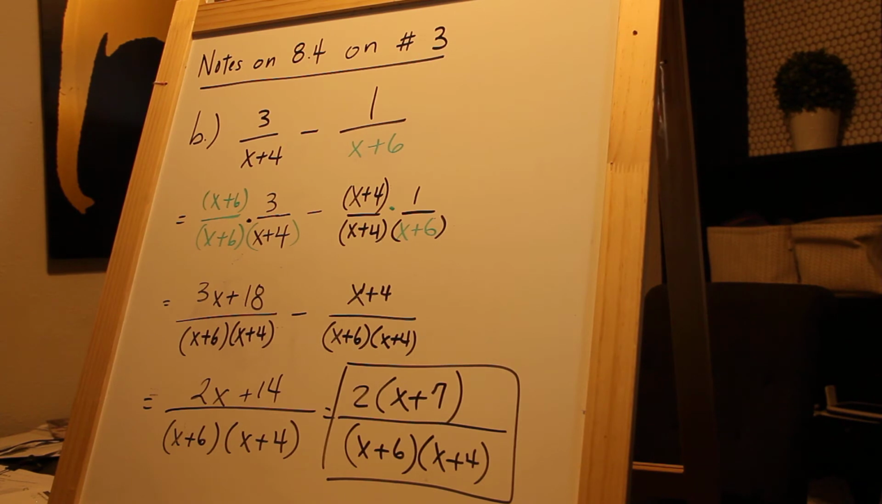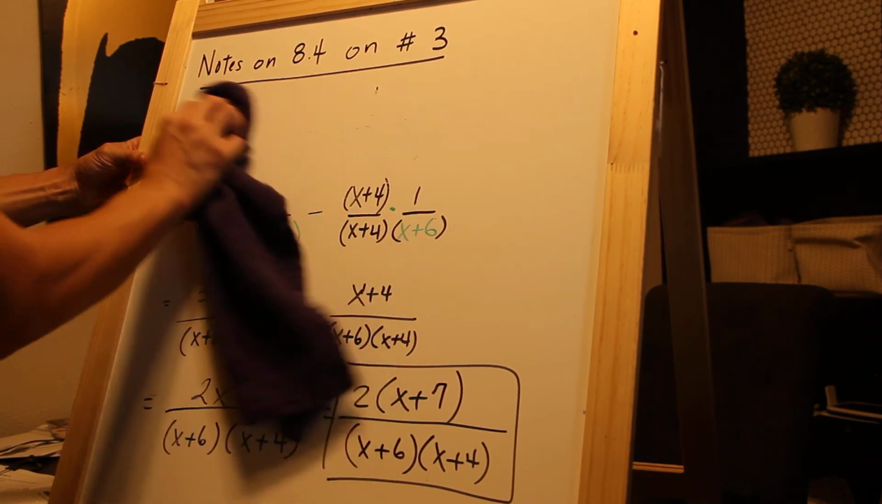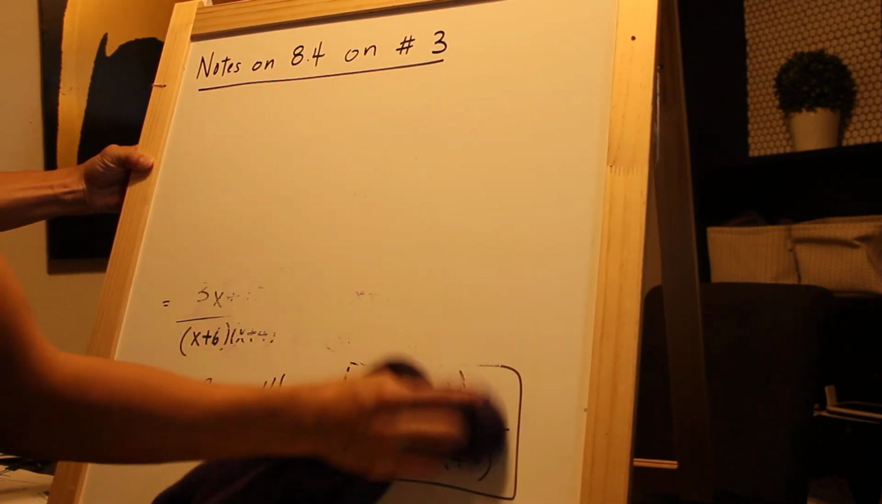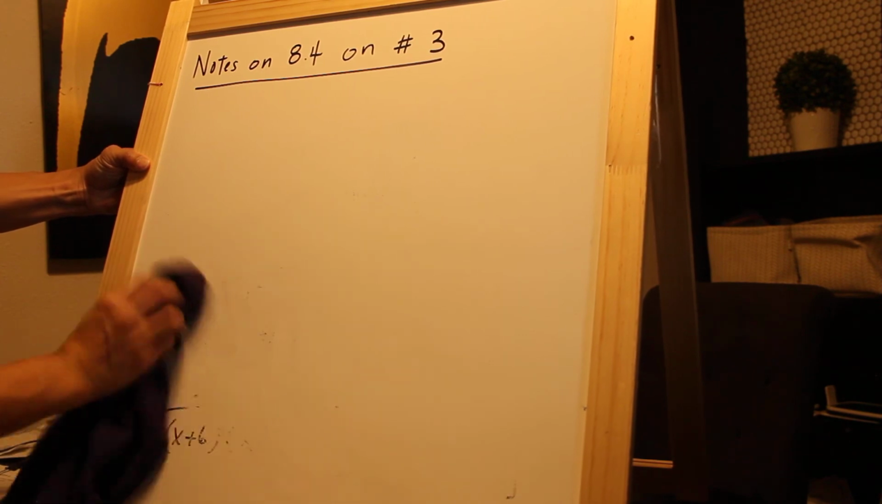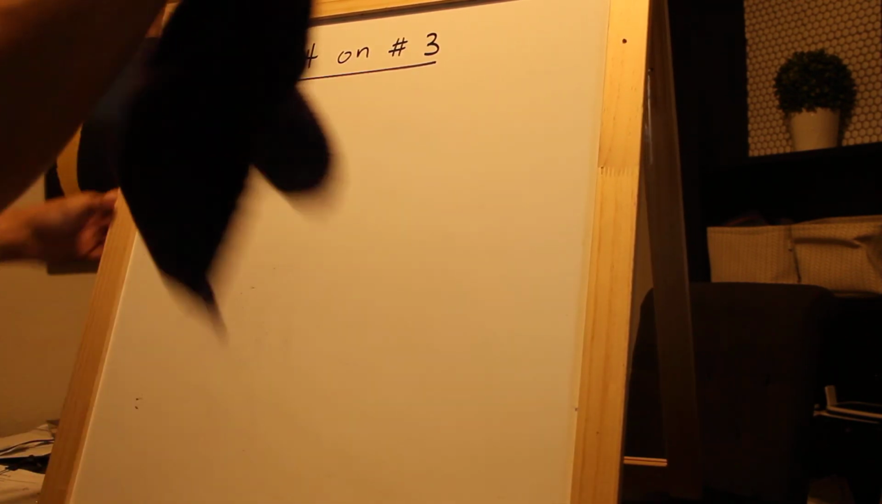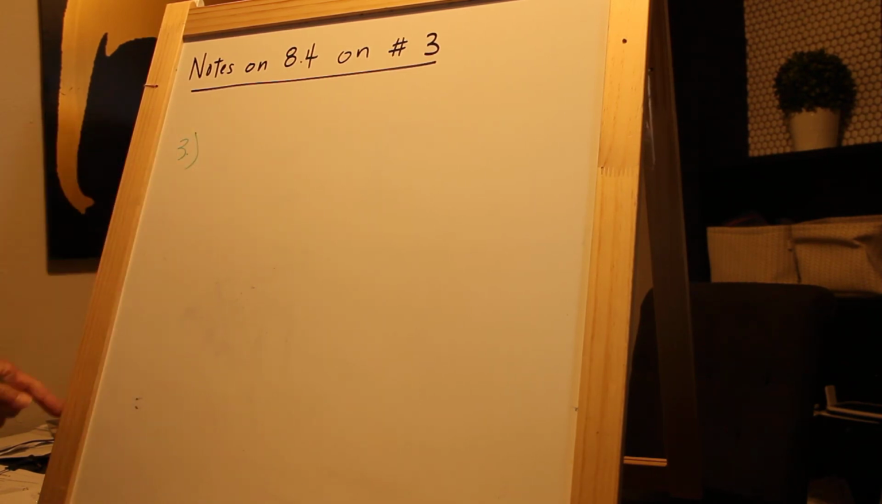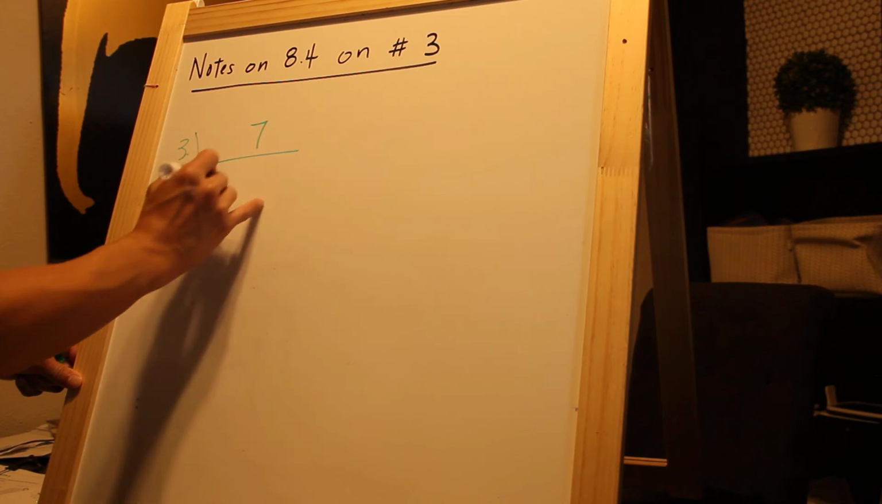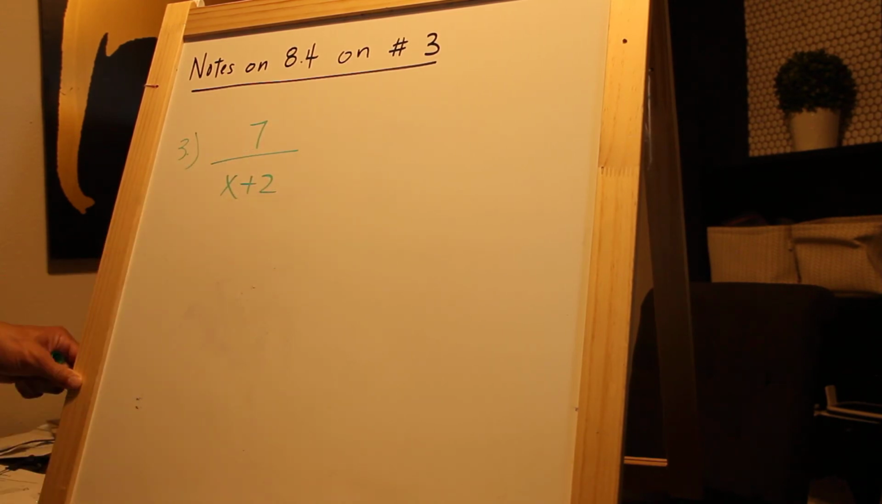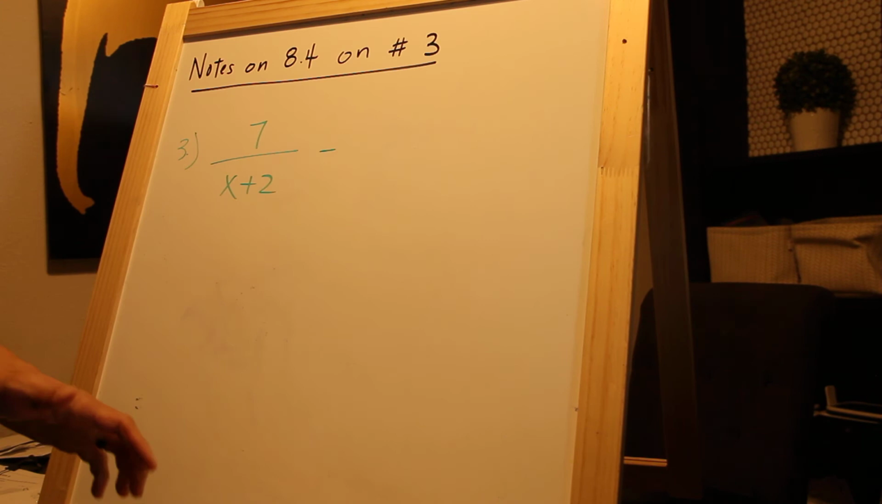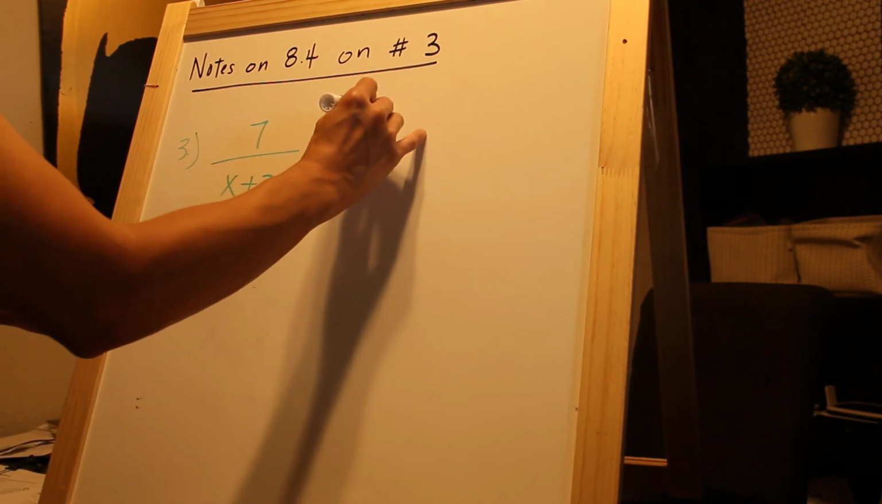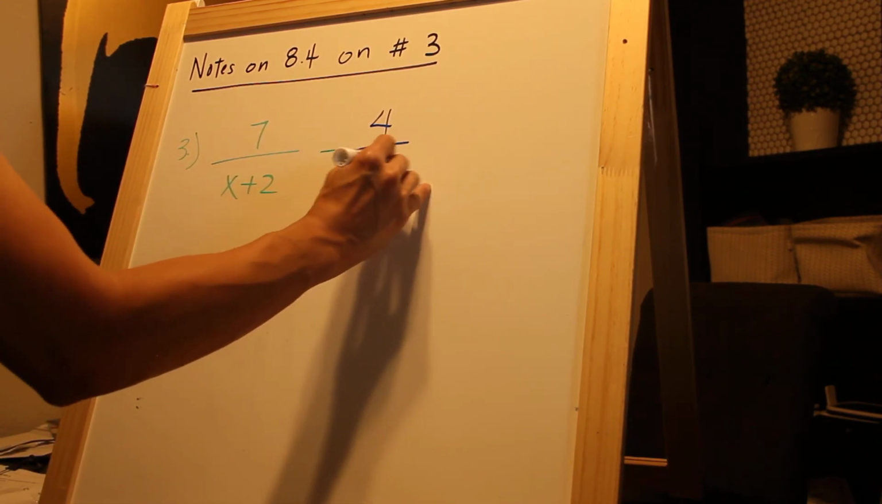Okay? So now we're going to go ahead and look at problem number 3. Problem number 3 looks exactly like part B. So let me go ahead and erase this part. Number 3 is 7 divided by x plus 2 minus 4 divided by x minus 5.